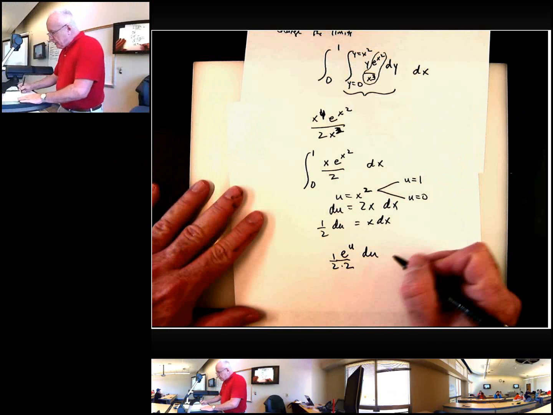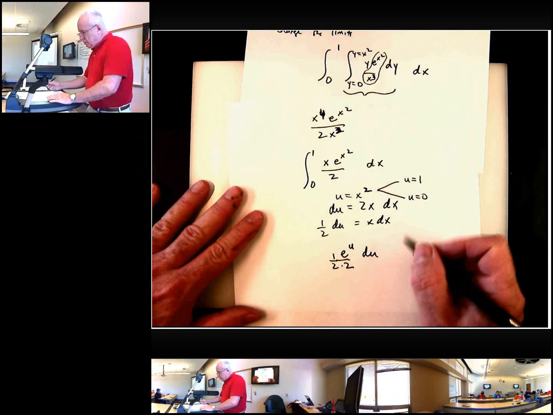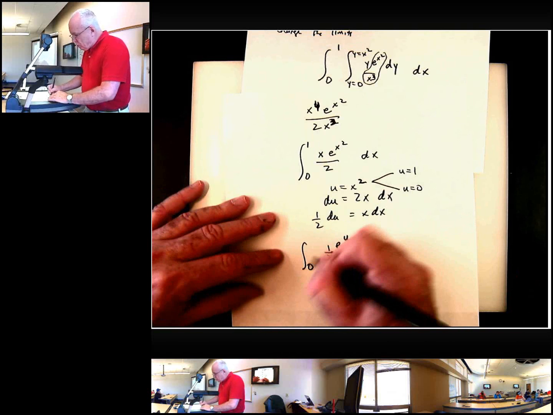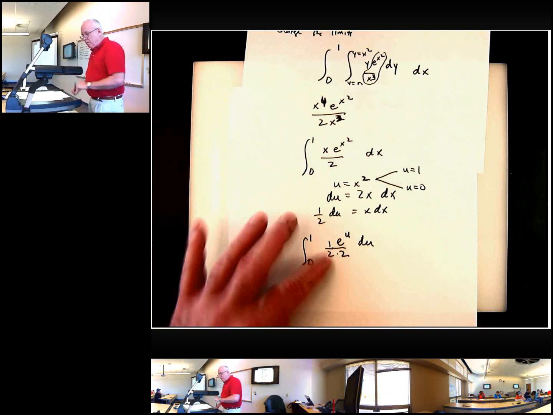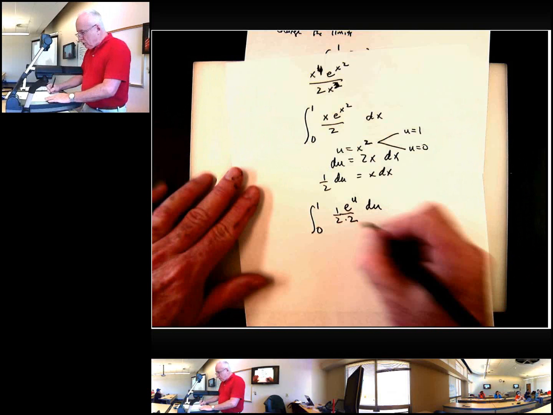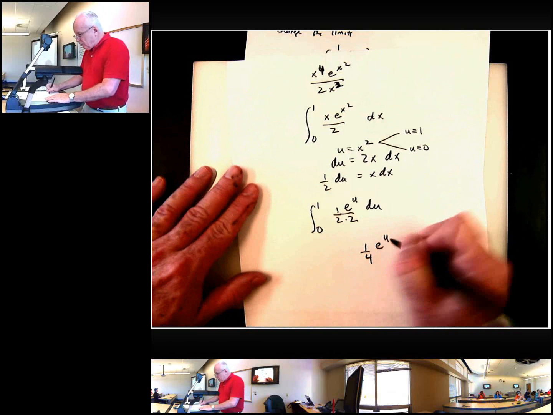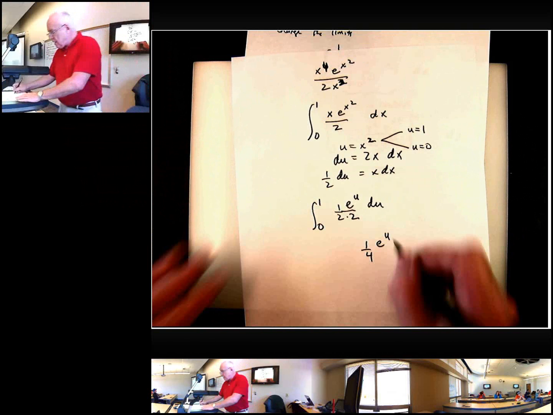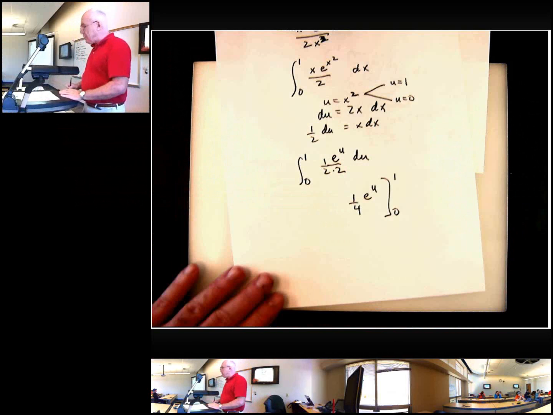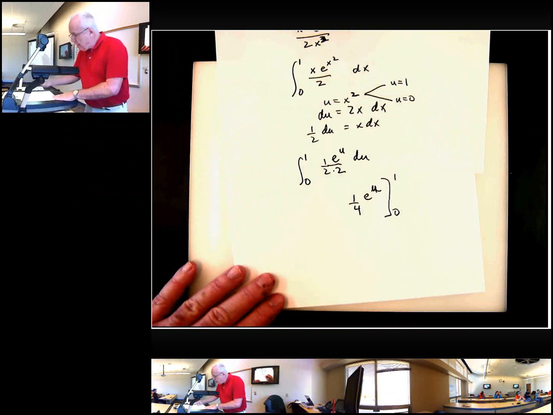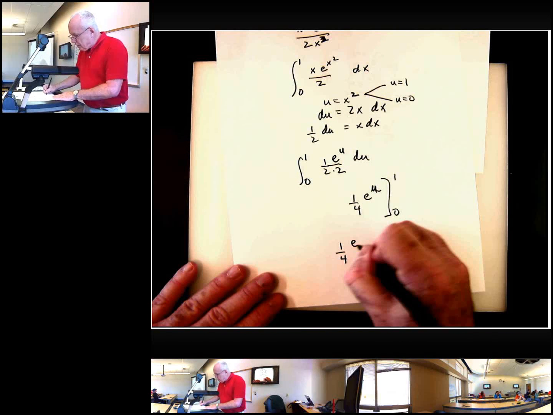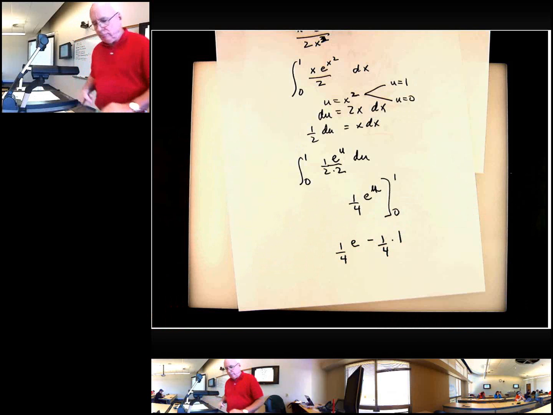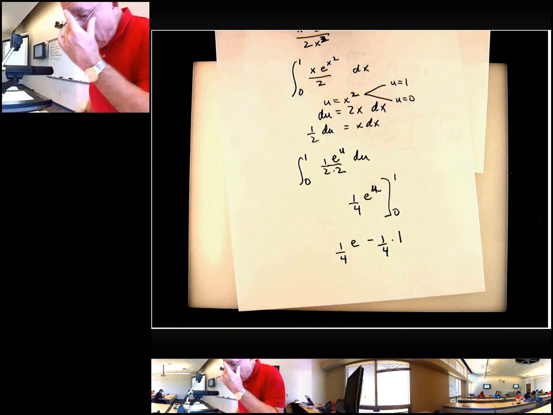So basically this then becomes I'm integrating from 0 to 1 of 1/4 e to the u du. So my antiderivative, of course, is just the same, 1/4 e to the u, and I apply my limits of integration. And I get 1/4 e minus 1/4 times 1. Okay. All right.